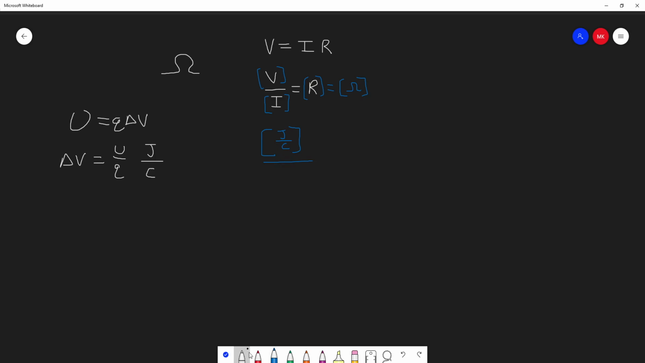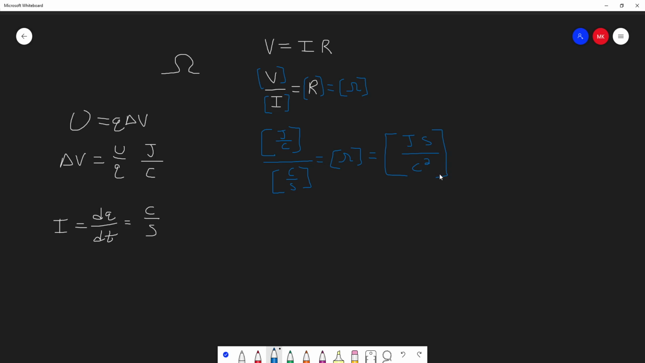Current, if you don't remember current, we know I, current, is the change in charge with respect to time. So the units are just coulombs per second, which is what we have here. I is coulombs per second, and then this equals an ohm. So simplifying this, I'll get my brackets, joules times seconds over coulombs squared.